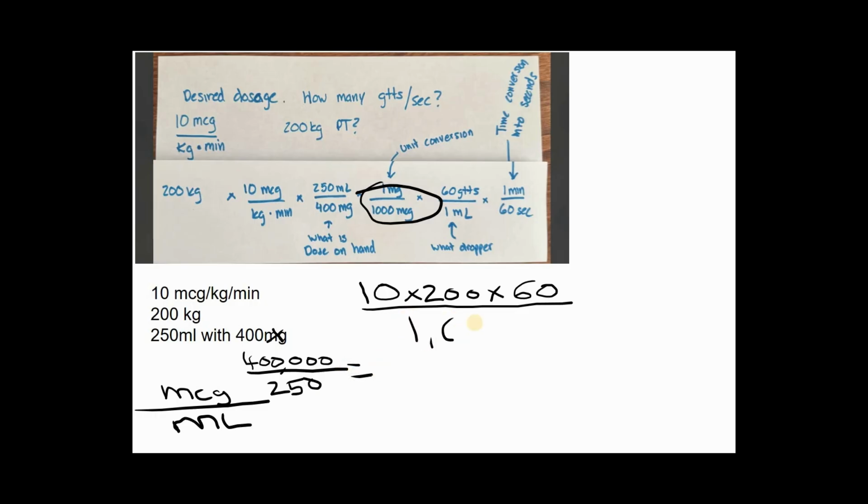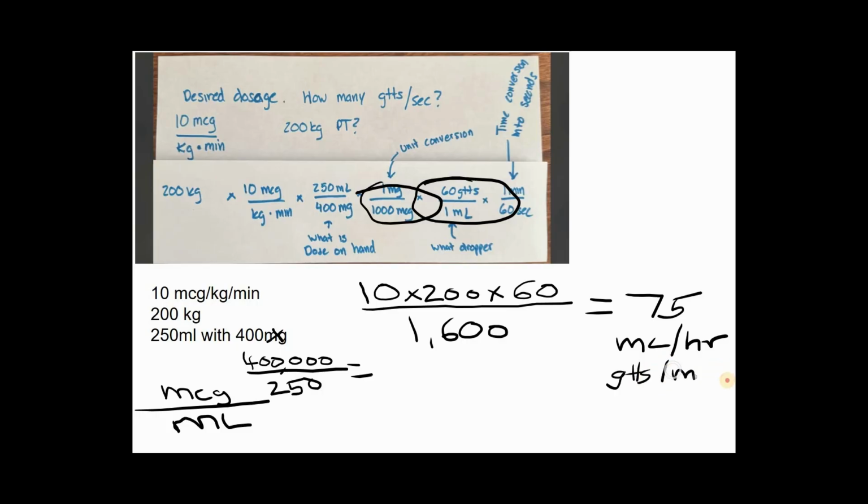So we're probably talking about dopamine, right? That's a standard concentration for dopamine. And there it is. That's all the information we need. 10 times 200 times 60 divided by 1,600 is 75. And that's going to be either 75 milliliters per hour if we're running a pump, or if you're going with drips, and they seem to want to be talking about drips up here, so it's 75 drips per minute. Same thing, so gtts per minute.